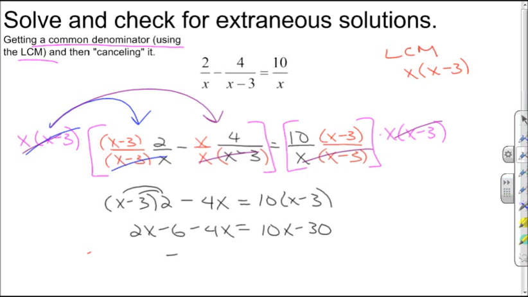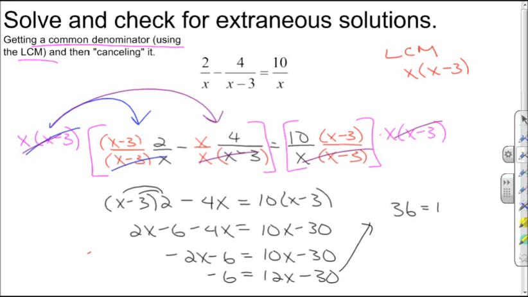And then that's going to give me negative 2x minus 6 equals 10x minus 30. I'll add 2x to both sides and get 12x. Negative 6 equals 12x minus 30. Go here for space. I'm going to add 30 to both sides. Excuse me, no, I'm going to get 24 equals 12x. Dividing by 12 on both sides is going to get me x equals 2.